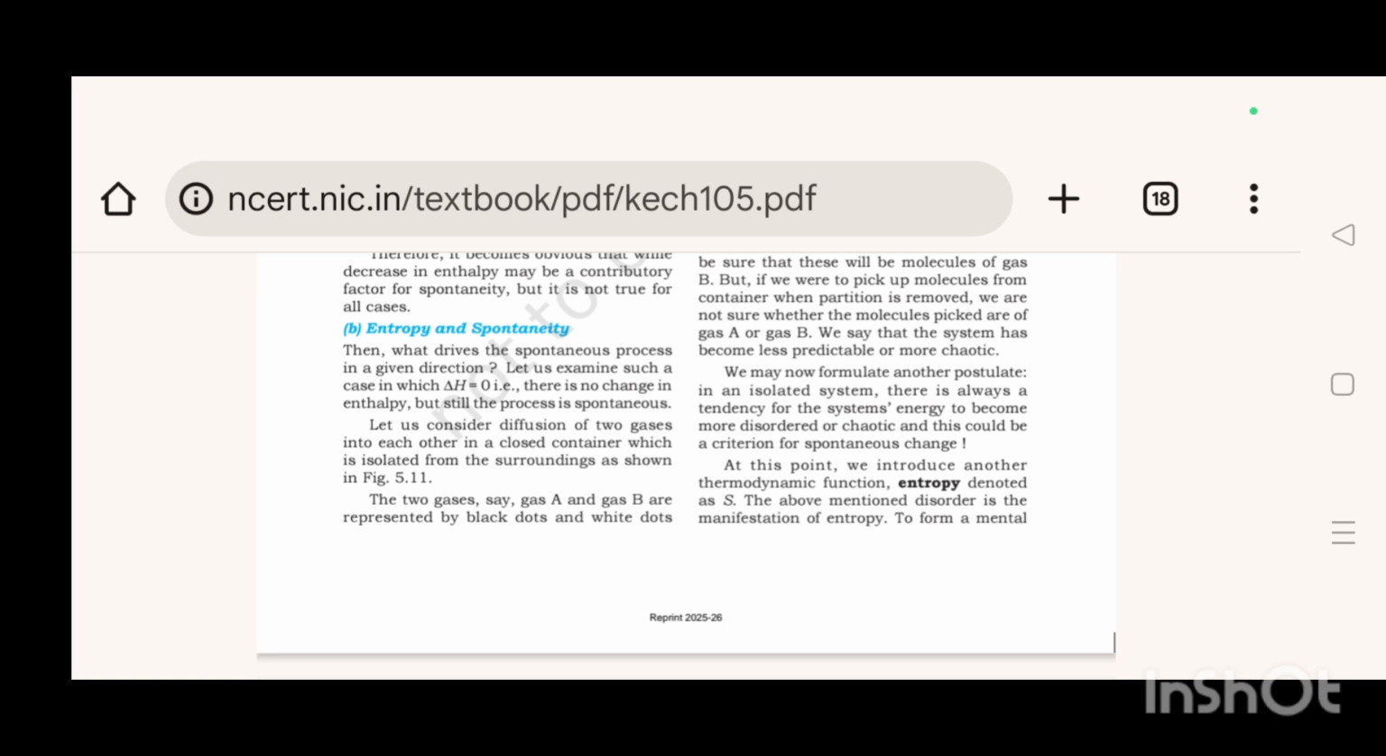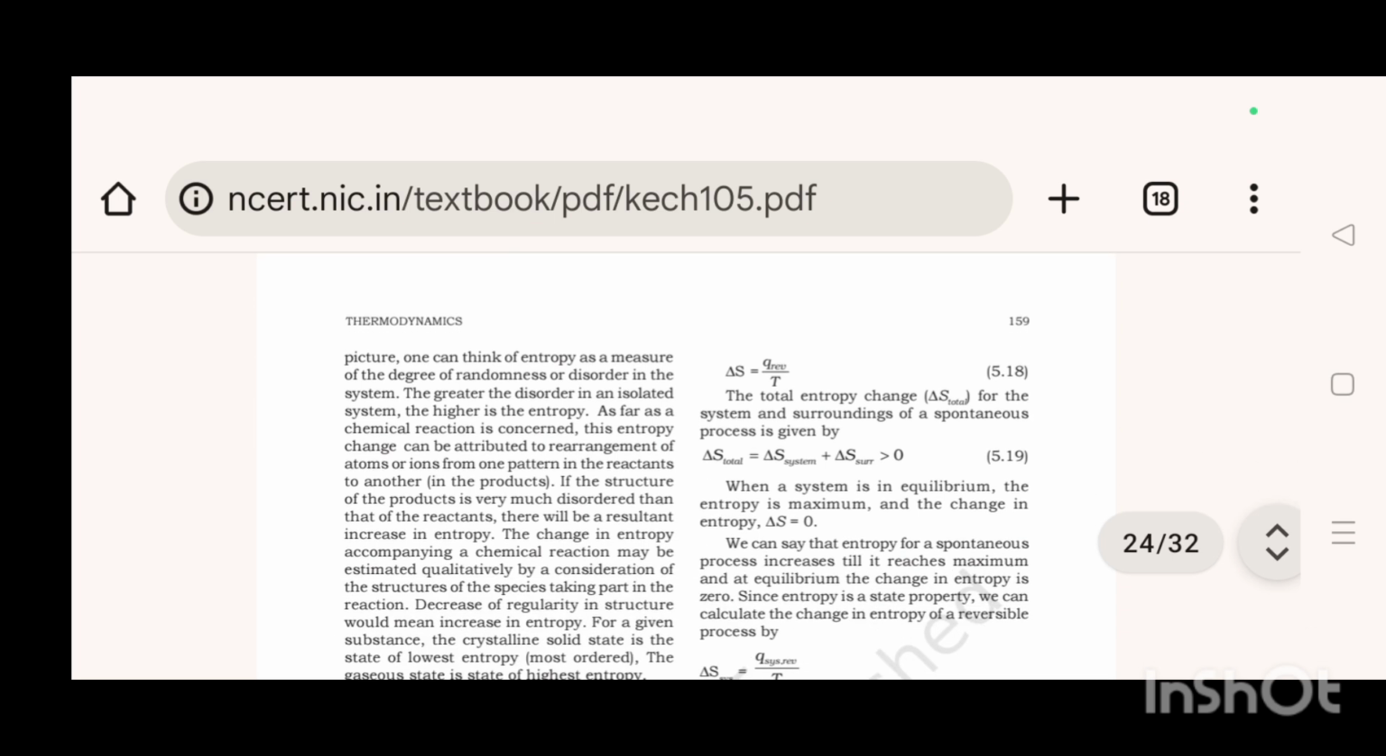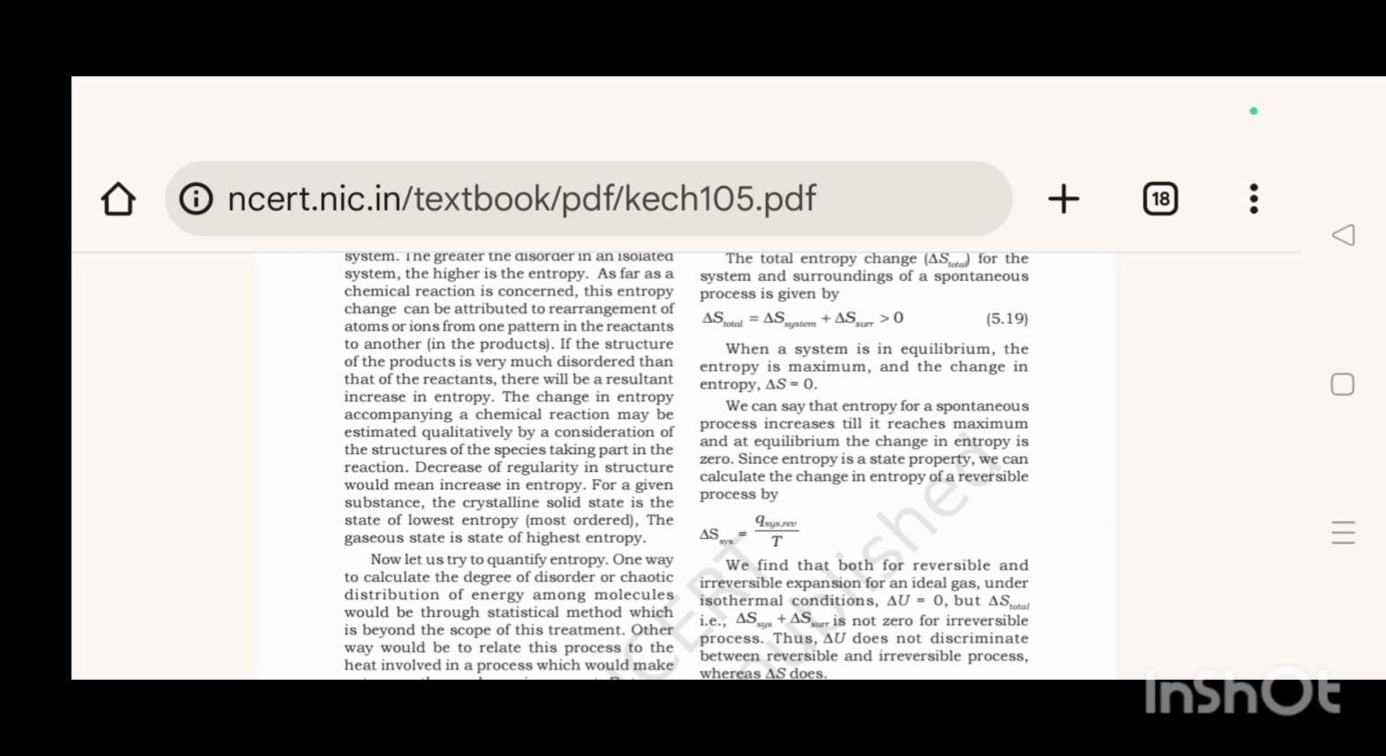At this point, we introduce another thermodynamic function, entropy, denoted as S. The above-mentioned disorder is the manifestation of entropy. To form a mental picture, one can think of entropy as a measure of the degree of randomness or disorder in the system. The greater the disorder in an isolated system, the higher is the entropy. As far as a chemical reaction is concerned, this entropy change can be attributed to rearrangement of atoms or ions from one pattern in the reactant to another. If the structure of the product is much more disordered than that of the reactant, there will be a resultant increase in entropy. The change in entropy accompanying a chemical reaction may be estimated quantitatively by a consideration of the structure of the species taking part in the reaction.